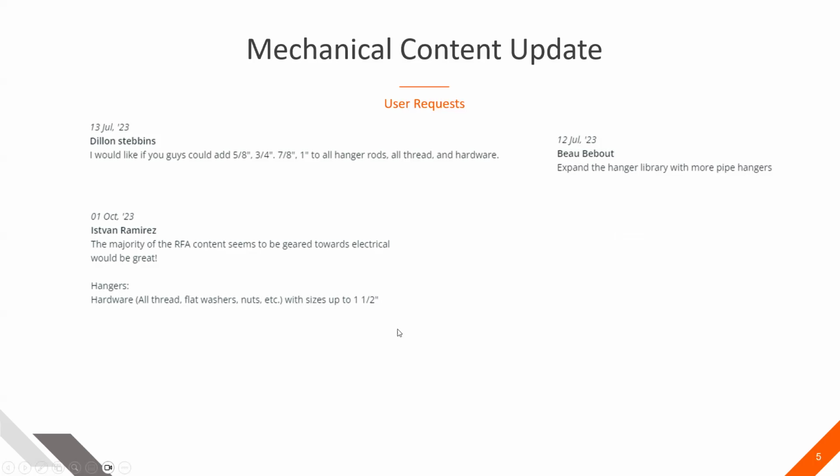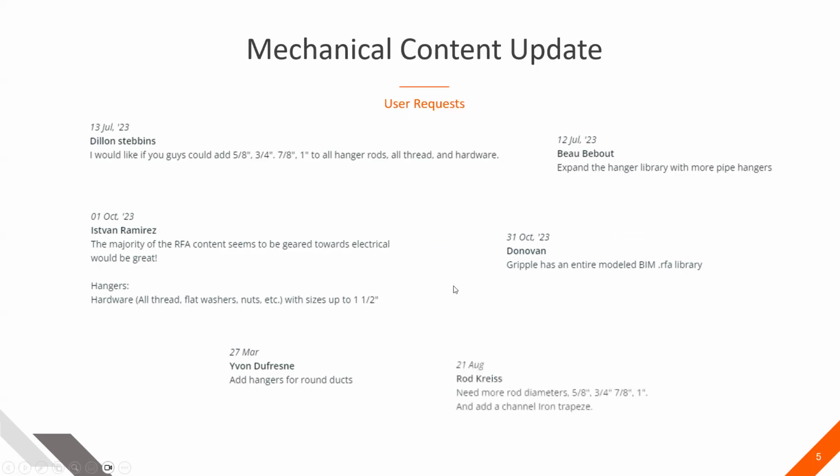Again, requests for hardware. This is just such a common one. Now we're going up to 1.5 inch. Okay. Gripple, cable hangers, getting very popular these days. And adding hangers for round duct as well. Okay, something we could probably do there. And then again, that hardware.